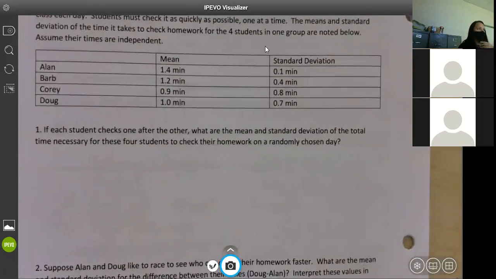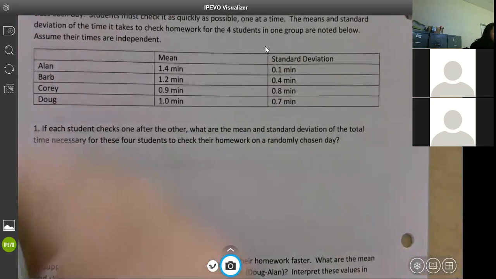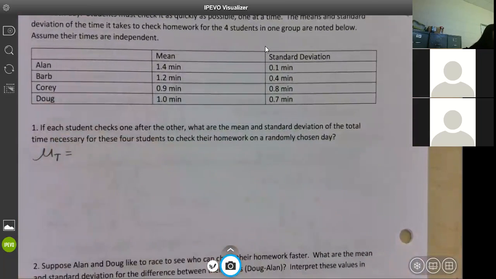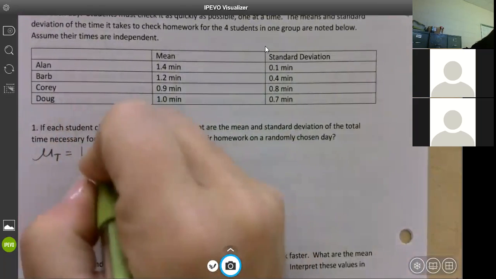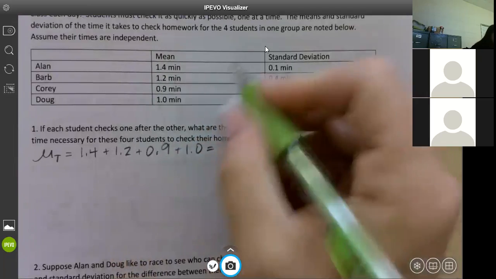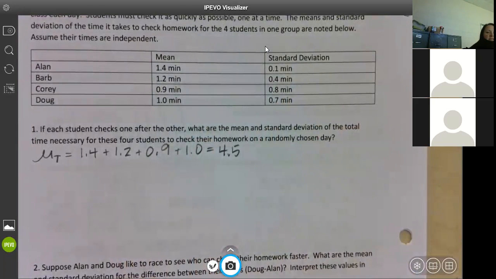If each student checks, y'all read all that. If each student checks one after the other, what are the mean and standard deviation of the total time necessary for these 4 students to check their homework on a randomly chosen day? So we're looking for the mean total. So remember when we total, that means we're going to add everything up. So we're going to add all their means. So we're going to add the mean of Alan, Barb, Corey, and Doug to get a total of 4.5. It doesn't ask you to interpret or anything like that. So you're done with the mean.